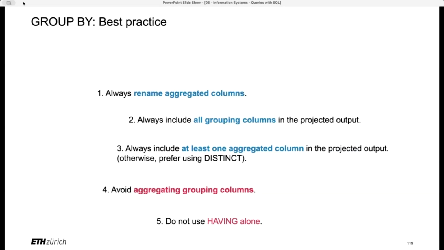And finally, do not use having alone. Do not put having if you don't have a group by. That's exactly the same thing as not using limit and offset if you don't have an order by, right? They are really supposed to be used together. So having is really supposed to be used with a group by. Okay? For whom are these rules clear? Okay?